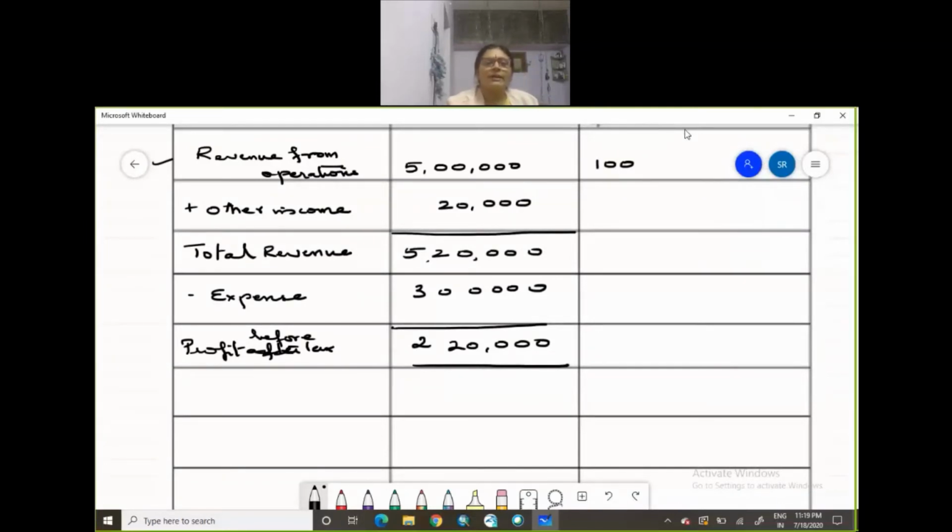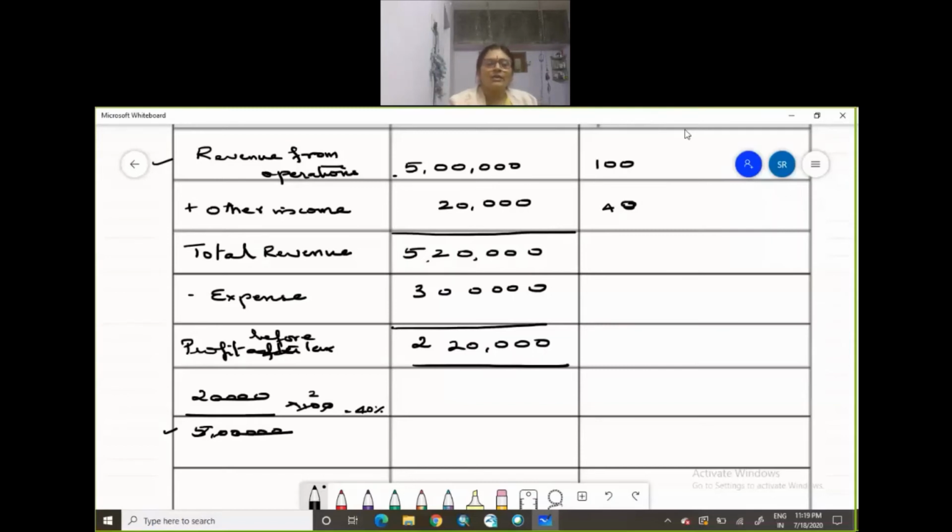First you take your other income. Other income is 20,000 divided by 5 lakhs into 100. Revenue from operations is your base. So you do this cancellation. 1, 2, 3, 4 is cancelled. 0, 0 cancelled. 5 will go 2 times in 10. So that gives you 40%. So 40 is the percentage of other income in relation to revenue from operations.